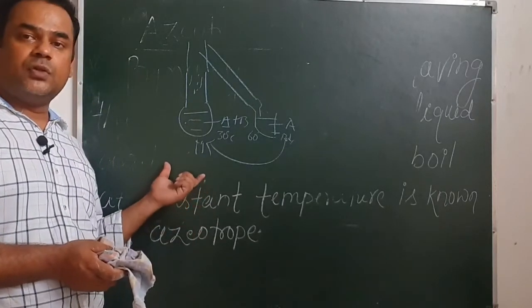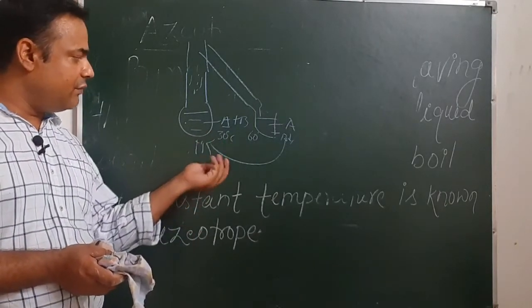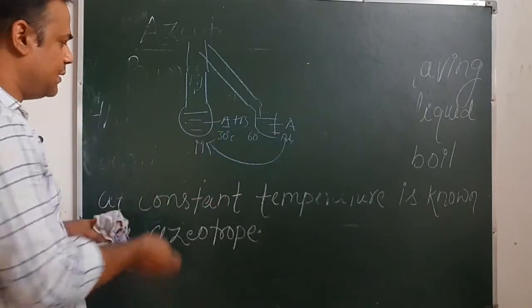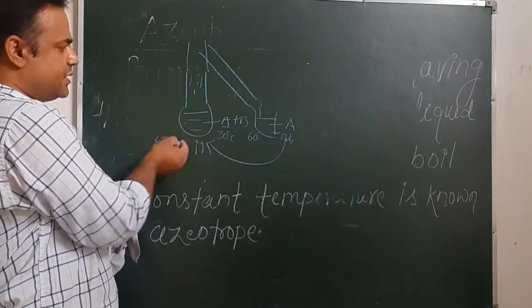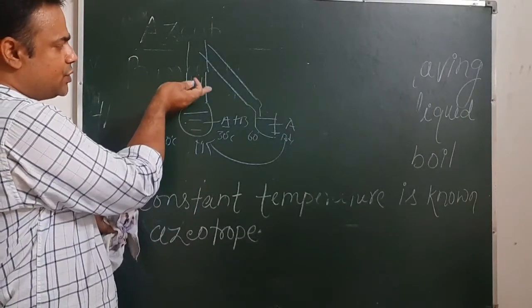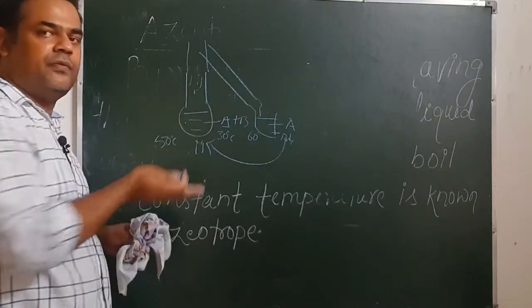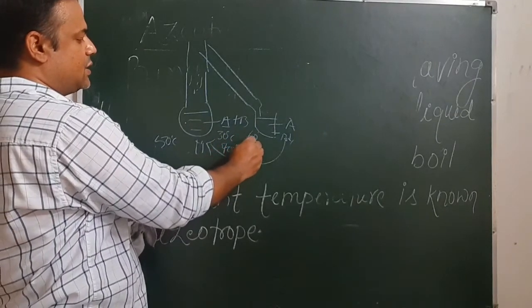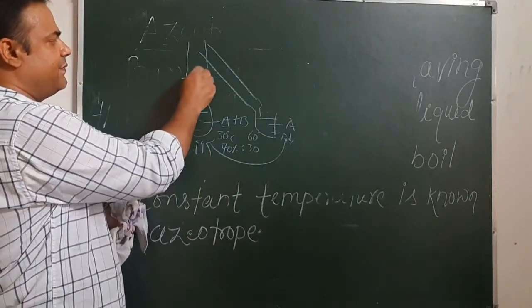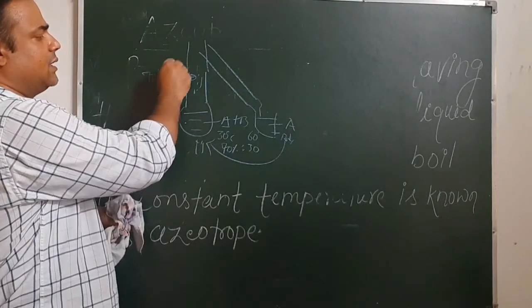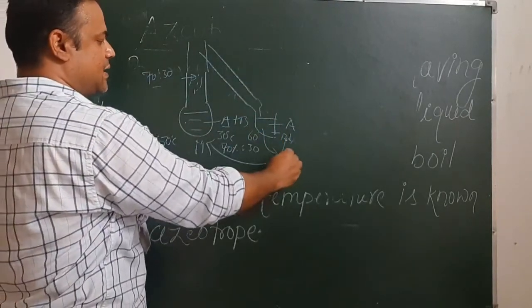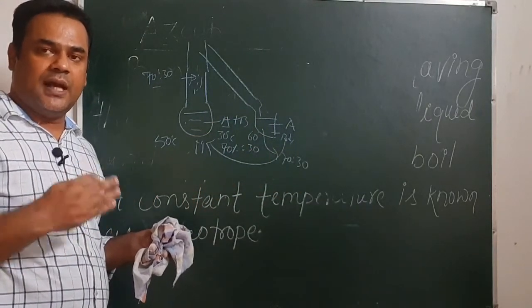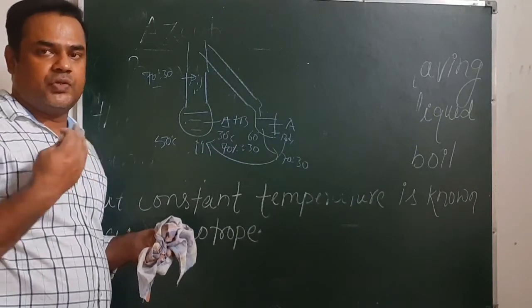But in case of an azeotrope, a condition comes when we boil this solution, the mixture boils at constant temperature. Suppose that temperature is 50 degrees Celsius. At 50 degrees Celsius the whole mixture boils, and the composition of vapor phase and solution phase remains the same. If there is 70:30 composition in liquid phase, then in vapor phase also its composition will be 70:30. When we condense, again we will get 70:30. So we cannot isolate A from B if it has made an azeotropic mixture.